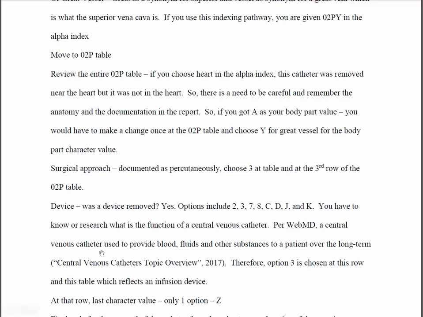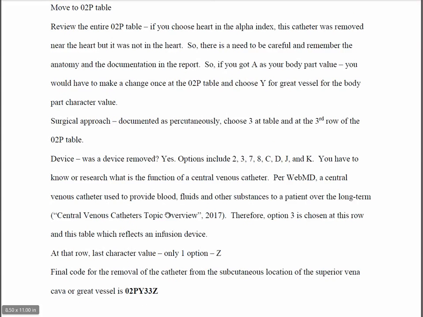But per WebMD, a central venous catheter is used to provide blood, fluids, and other substances to a patient over the long term. So you might see these in cancer patients, young and old, children who have leukemia. Typically they will have a central line put in because they want to have easier access instead of having to put it into their arm veins, and they want to get the drugs into them faster, or the fluids or the blood. So a central line or a central venous catheter is an infusion route. Therefore, we're going to choose option 3 at that particular character value for device.